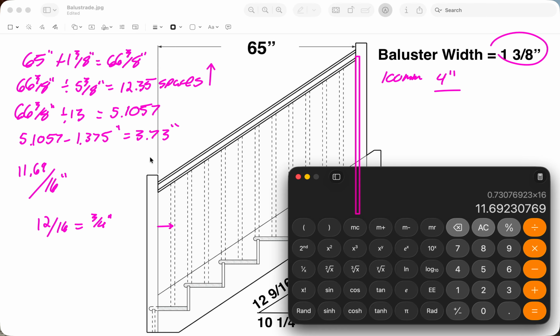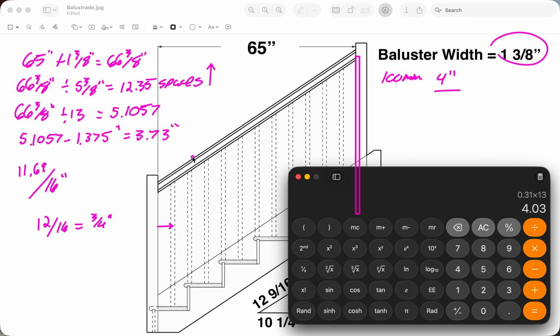Now, the challenge here is that, being off a little bit, we are going to have a rounding error. We're off by 0.31 of a 16th, times how many spaces? We have 13. So we have 4/16, which is a quarter of an inch. By the time we get to the end of the line, we will be off by a quarter of an inch because of the rounding.